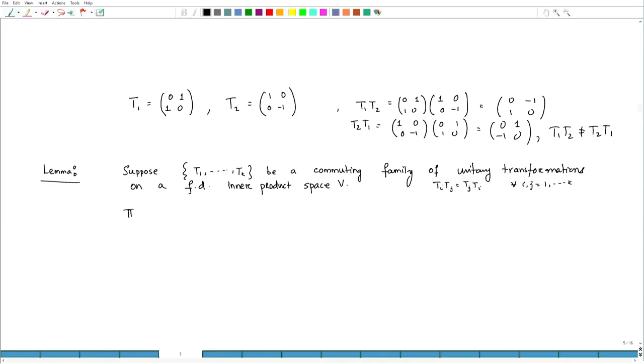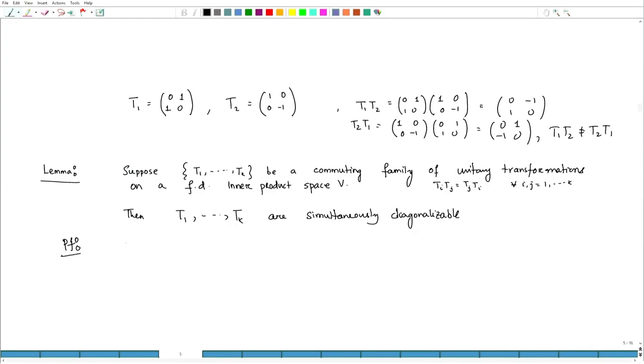Then T1 to Tk are simultaneously diagonalizable. The proof is exactly the way we have seen in the T1 and T2 case, the way we go from T1 to T2, exactly with that approach by induction, we can get it for any finite number k. True for k equal to 1, that is nothing but the spectral theorem.